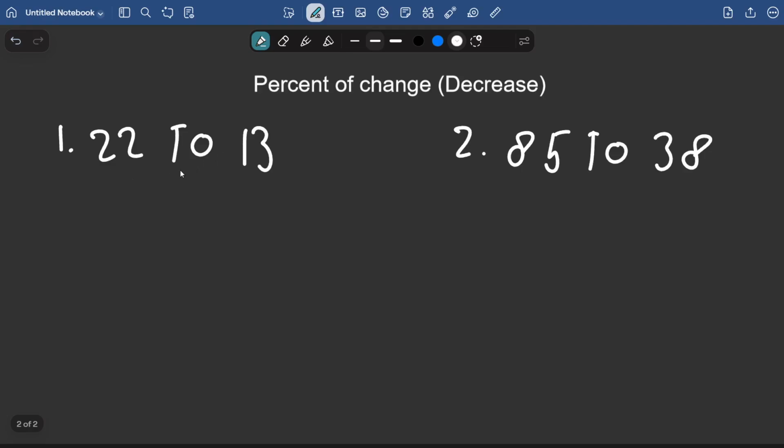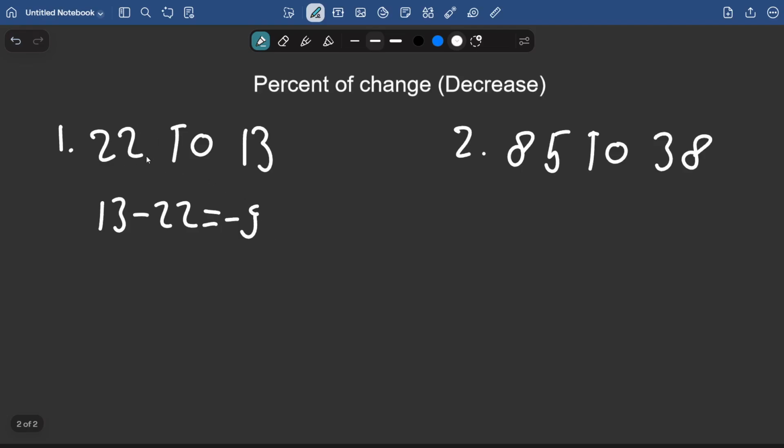22 to 13. We know the price goes down. We're talking price wise, so the number goes down. The formula is still the same as the last video, the increase. The formula is amount of change, which is the new number minus the old number. So 13 minus 22 equals minus 9. That is the amount of change.